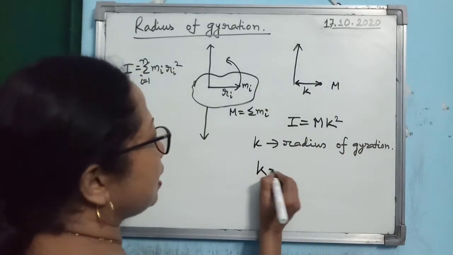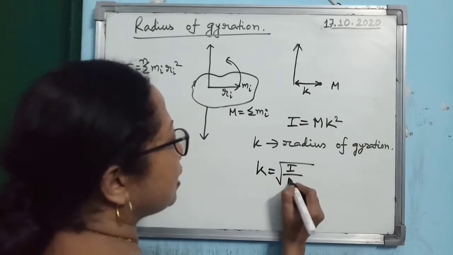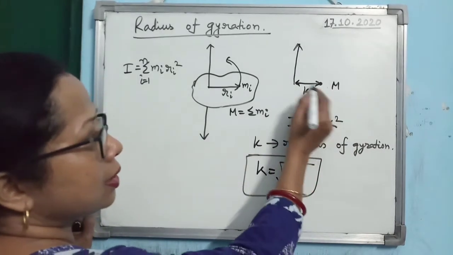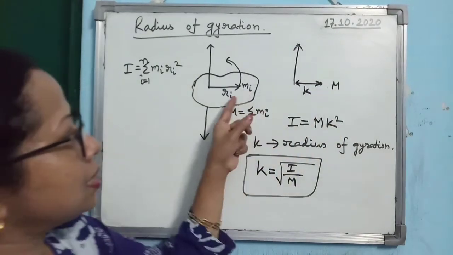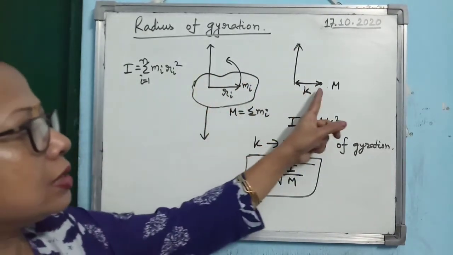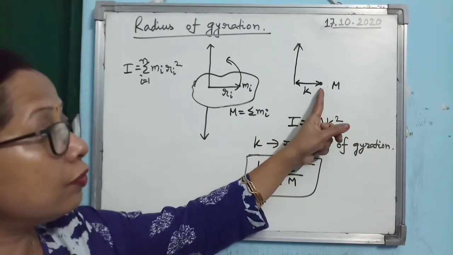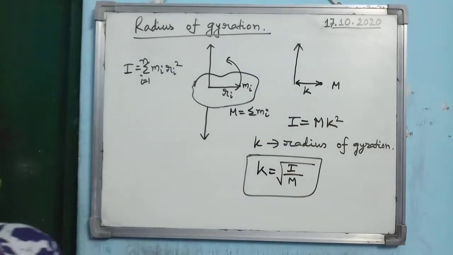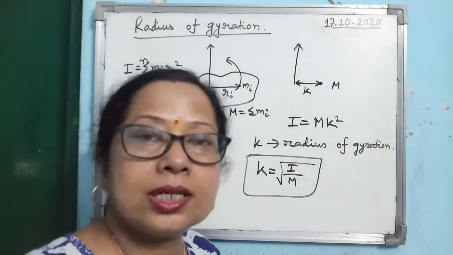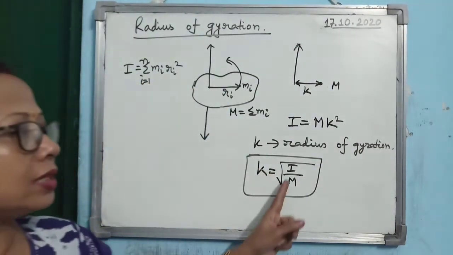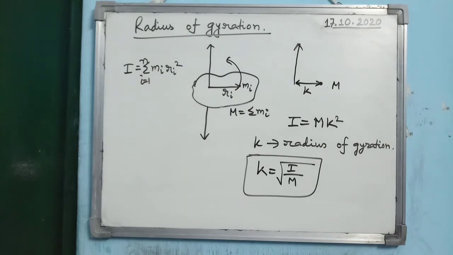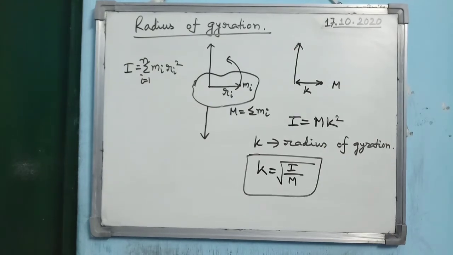So this K, according to this relation, is given by the square root of I by M. If you cannot write what the radius of gyration is in a sentence, then you can just show it in a diagram like this. Here we are assuming that instead of the rigid body, the entire mass of the rigid body is situated at the point M, and the distance of the point from the axis of rotation is such that the moment of inertia is given by M into K square. In that case, K is known as the radius of gyration, and the radius of gyration is equal to the square root of the moment of inertia divided by the total mass of the rigid body. This radius of gyration is an important concept for a 1 mark question. So you must learn and remember.